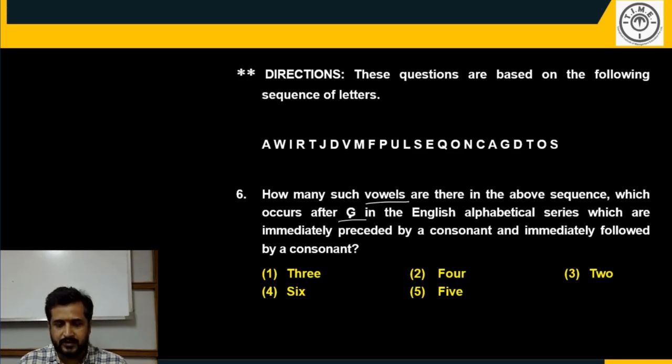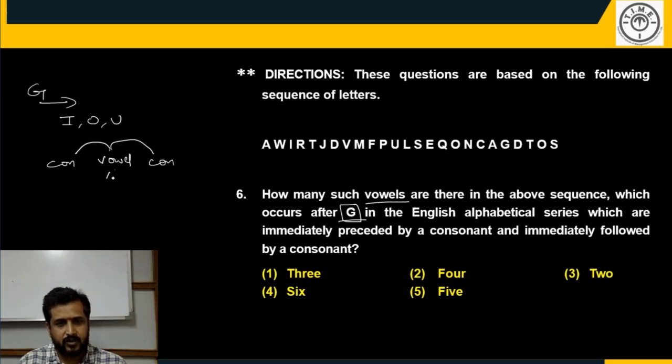So I have to consider the vowels that come after G. What are the vowels considered after G? I, O, U. These three vowels come after G. And what is the condition given? A vowel immediately preceded and immediately followed by a consonant.